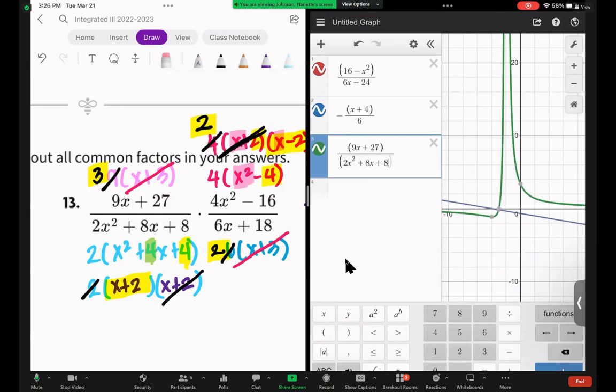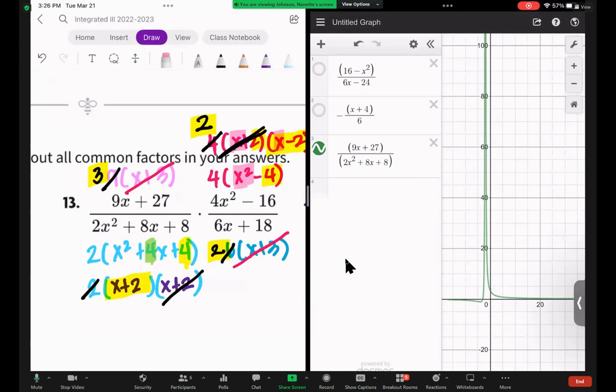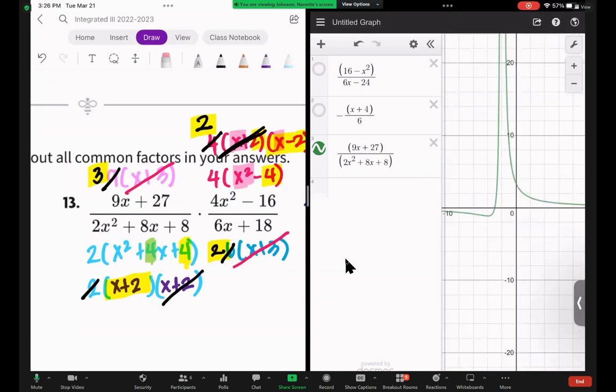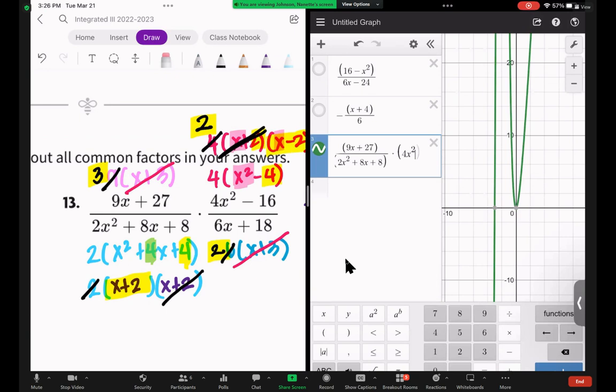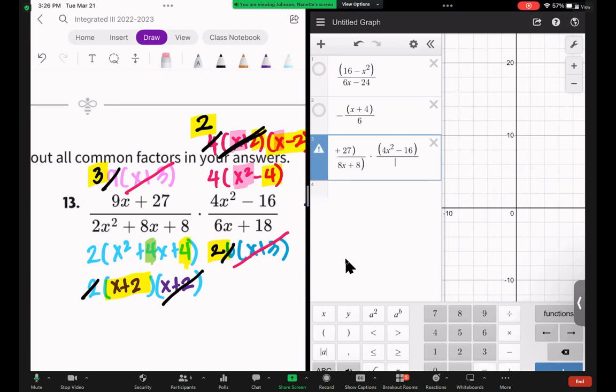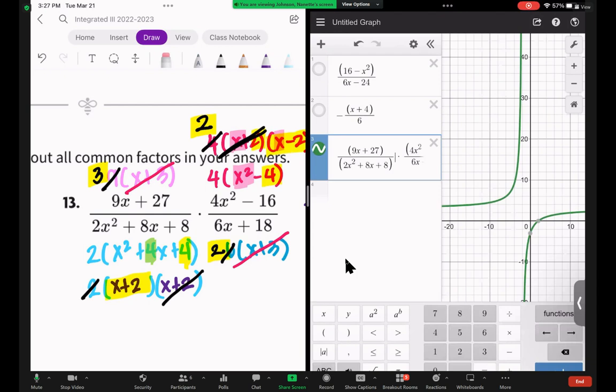I really do love Desmos for the fact that it's a live calculator. So it's constantly updating. Like right now, that's what that function looks like. It looks crazy, doesn't it? Okay. And then I'm going to multiply that by parentheses 4x squared minus 16 divided by, I said I wasn't going to do it, but now I'm done. Plus 18. But I like practicing what I preach. I tell you guys to do this. There's your answer. I think I entered it incorrectly.